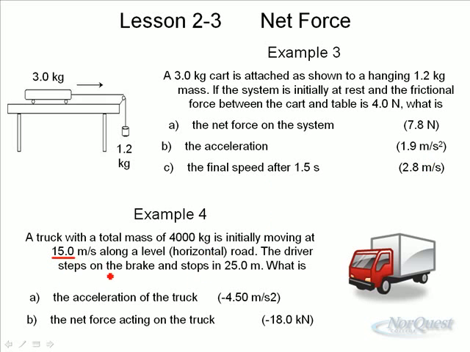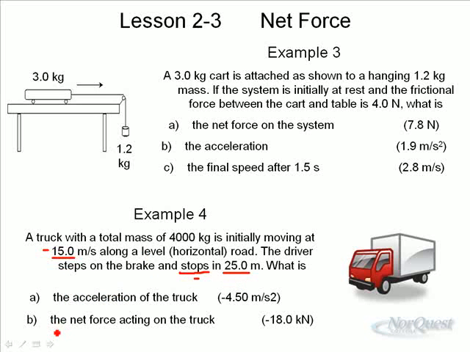Of course, it stops. That means the final velocity is 0. So we have initial velocity here, we have final velocity here, and it takes 25 meters. So we have VI, VF, D, and we can easily use kinematics to calculate A. You start with VF squared is equal to VI squared plus 2AD.